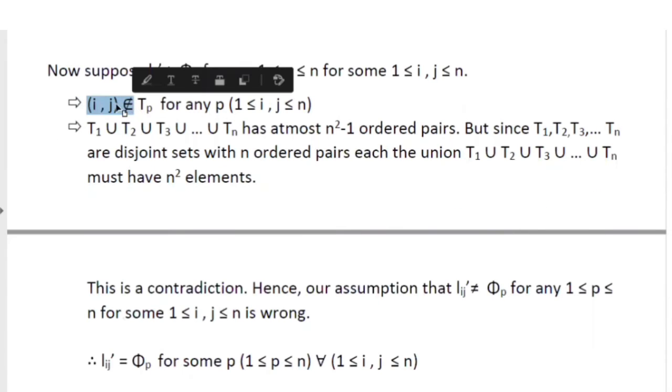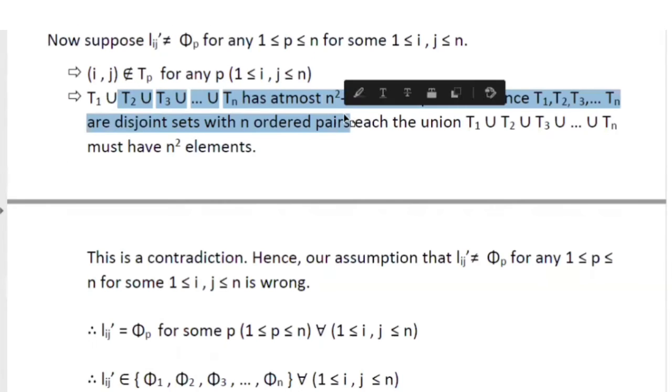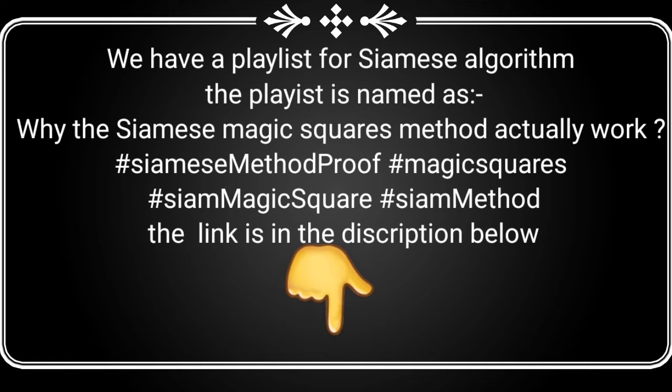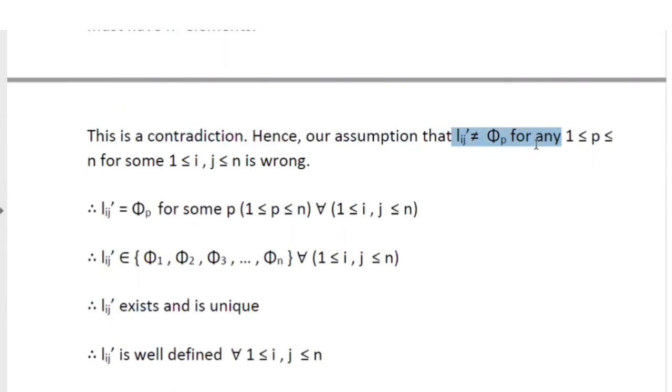What this would imply is that (i, j) does not belong to Tp for any p, where p is in the range 1 to n. This would mean that the union T1, T2, T3, and so on till Tn has at most n square minus 1 ordered pairs, because this (i, j) ordered pair is not there. Other than that, there are n square minus 1 ordered pairs. But since T1, T2, T3, and so on till Tn are disjoint sets which have n elements each, n disjoint sets with n elements each should have n into n, that is n square elements. This is a contradiction. So our assumption that Lij' is not equal to phi p for any p in the range 1 to n for some ij is wrong.